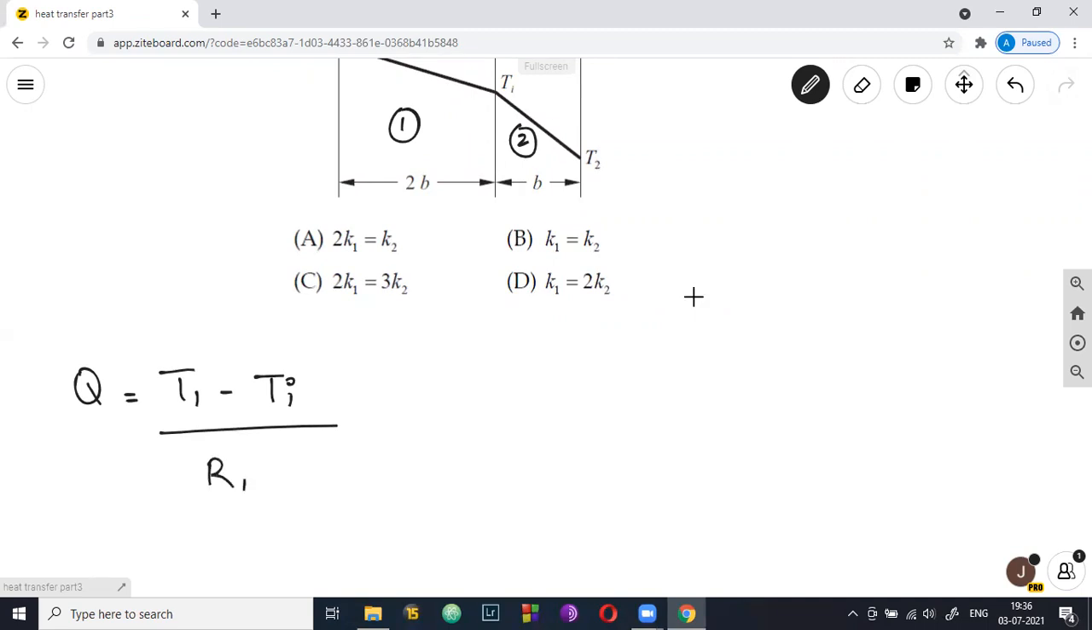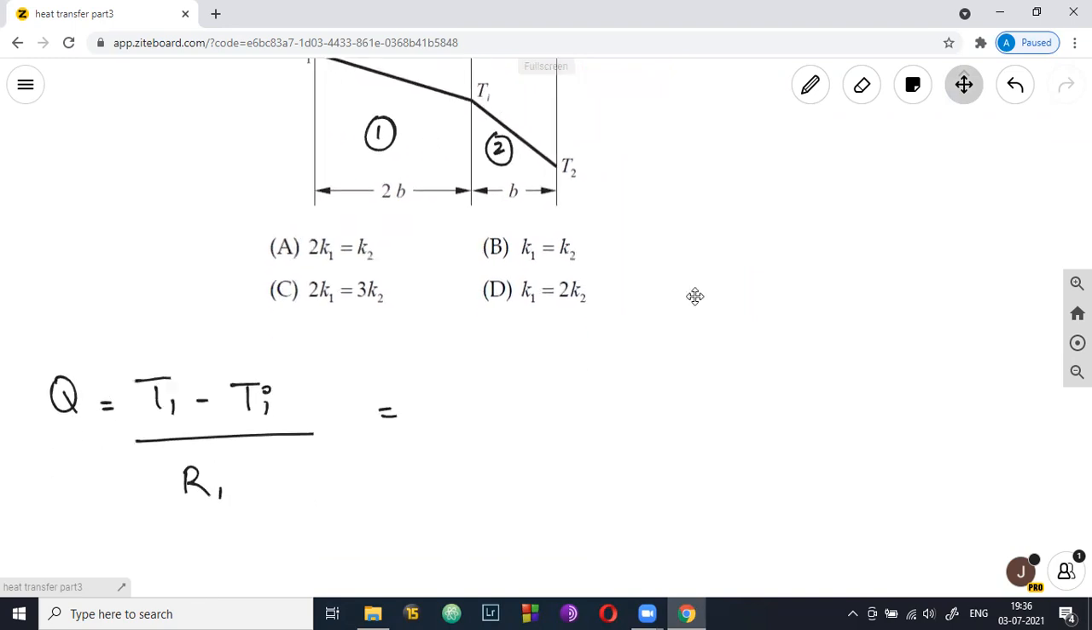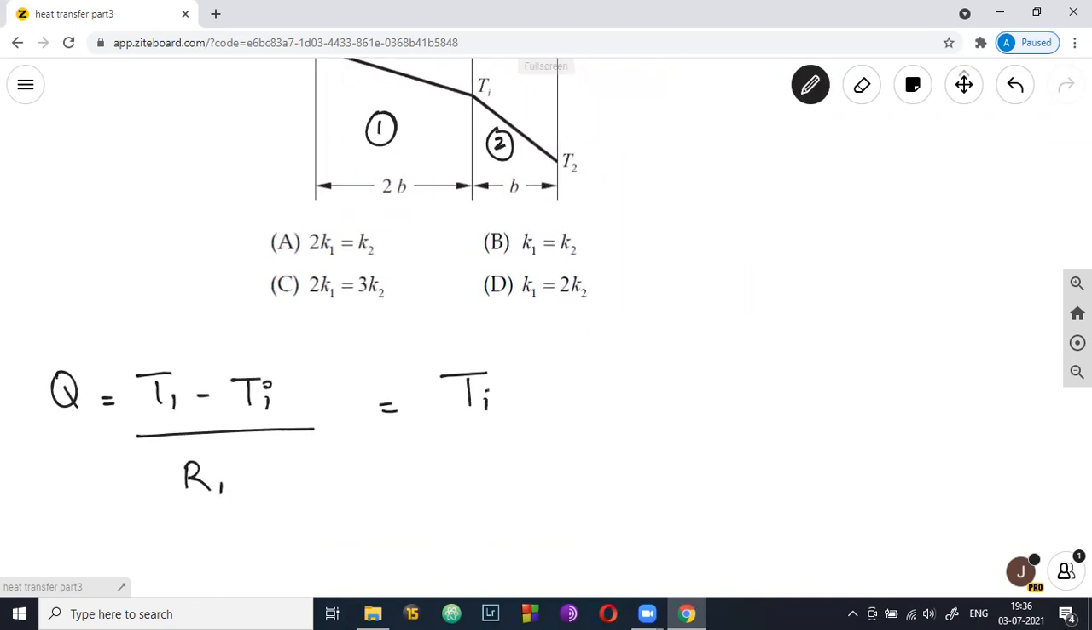Resistance of wall 1, let us write it as R1. What is the heat transfer through wall 2? Higher temperature is Ti and lower temperature is T2. So (Ti minus T2) divided by R2.